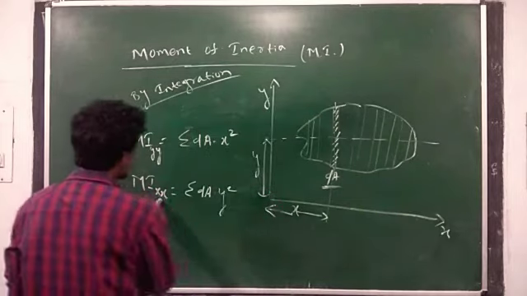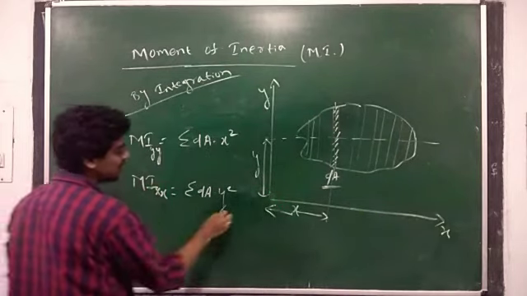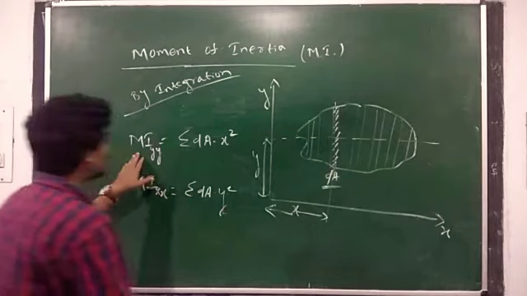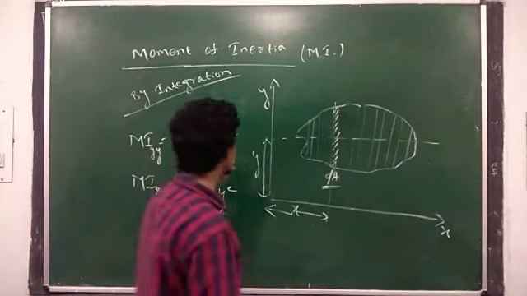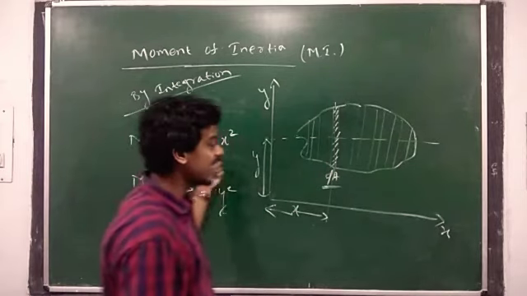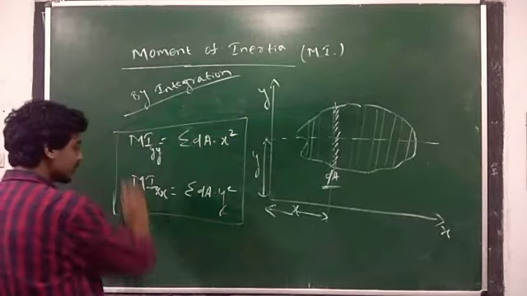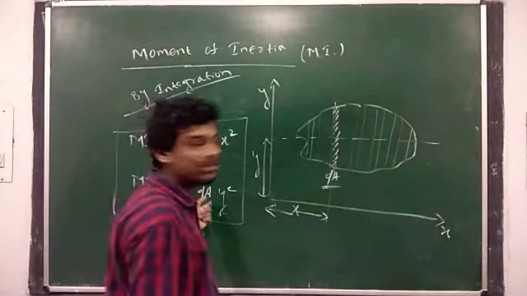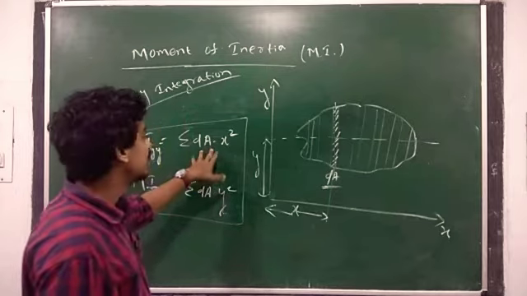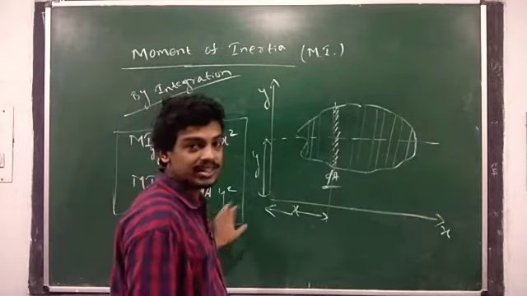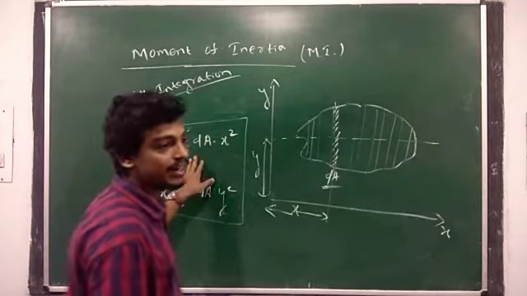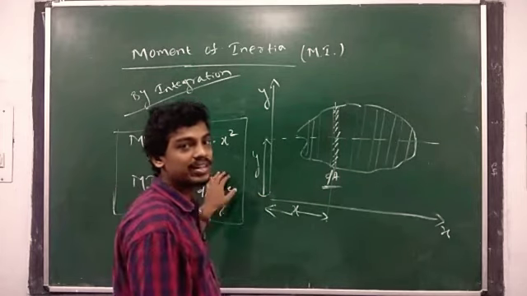So if you are writing here Ixx, then you have to take the distance y. If you are calculating inertia about y axis, then you have to take the distance x. So like this you can find out the moment of inertia value by just integrating the total area into x square, or into y square. This is the theoretical part. While doing the problem it will be more clear.